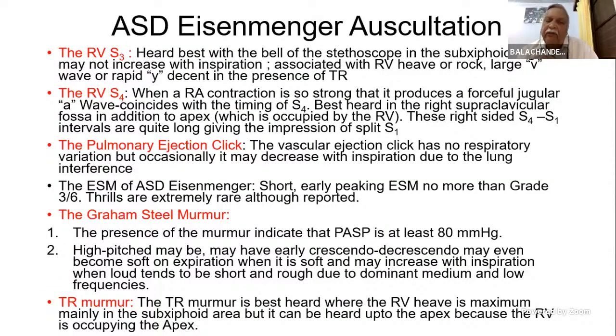So the RV S3 is heard, RV S4 is heard, a pulmonary ejection click may be heard, and a Graham Steell murmur can occur in ASD. Remember, ASD is one condition. Because of pulmonary arterial dilatation, you can get a Graham Steell murmur. You can get a pulmonary decongestant murmur, even when the pulmonary artery pressure is not that much elevated. But normally, the presence of a Graham Steell murmur tells you that the pulmonary artery systolic pressure is at least 80. And it is high-pitched.